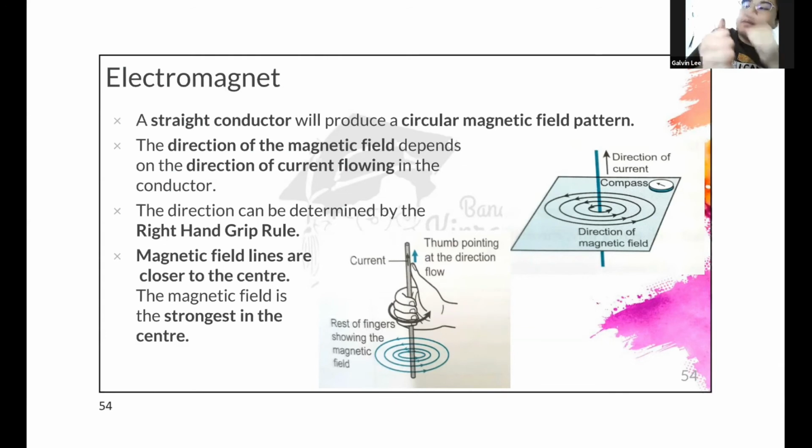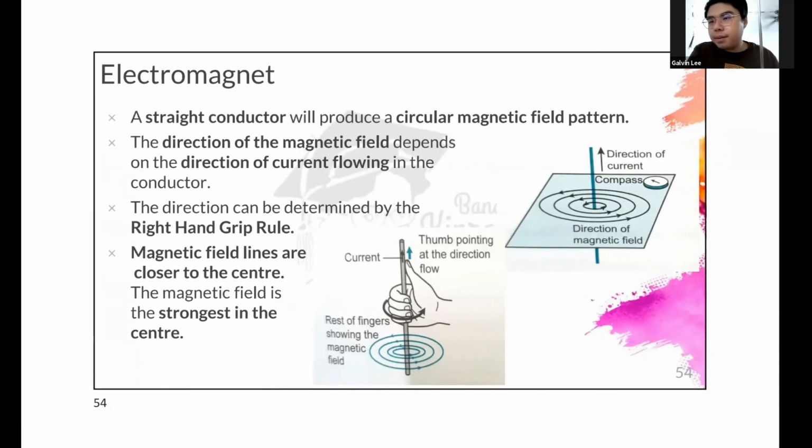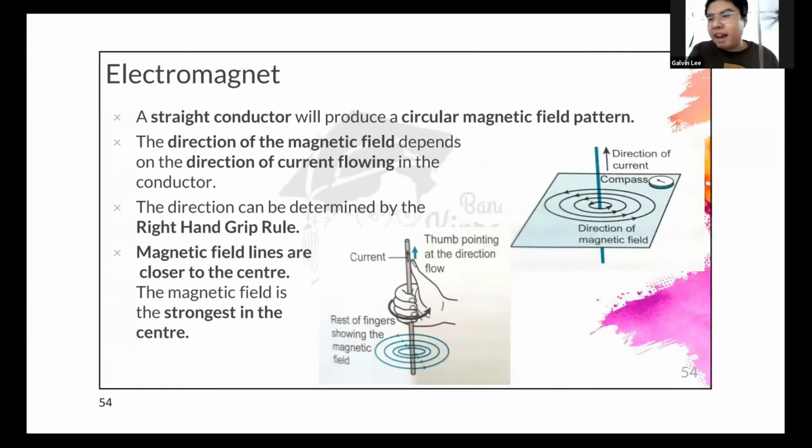Because current flows from bottom to the top, I let it go up. Now, when I go up, what does this show me? Look at your other four fingers. What happens to them? There is a direction to your other four fingers. Whenever you hold your thumb up, you can see that the four fingers are curling in a particular direction, which is in this direction. Do you agree with me?